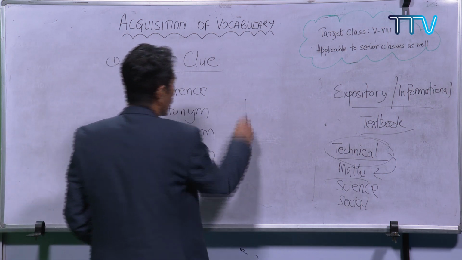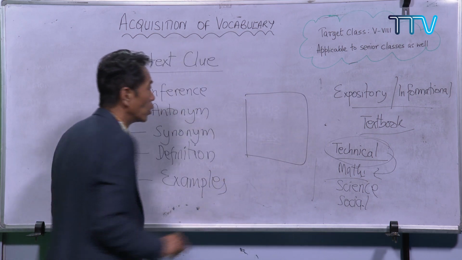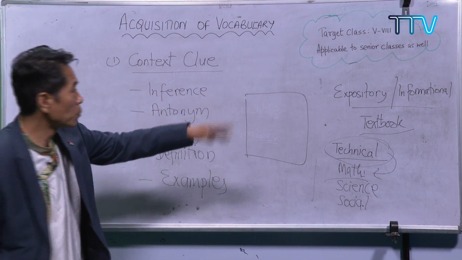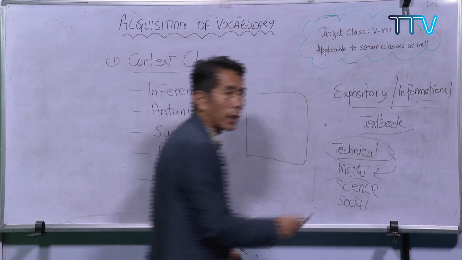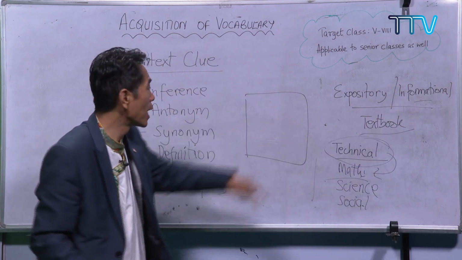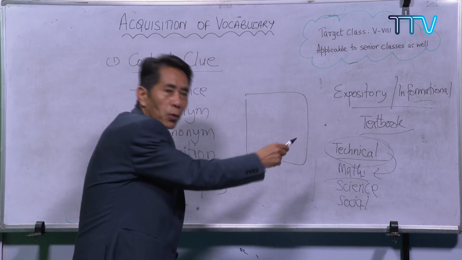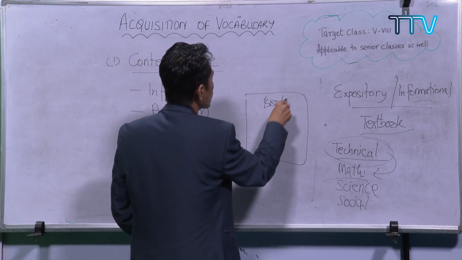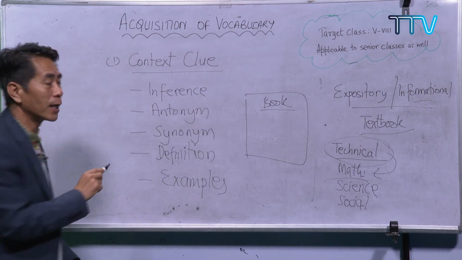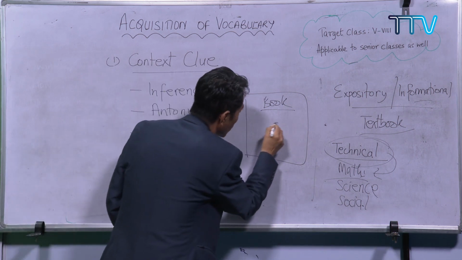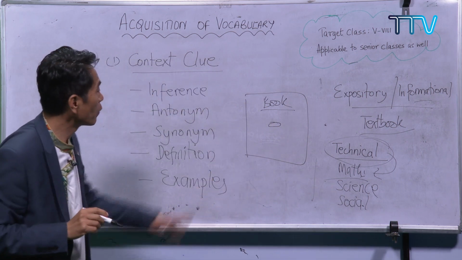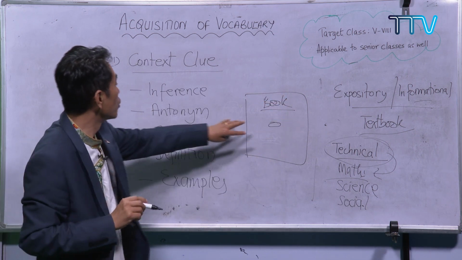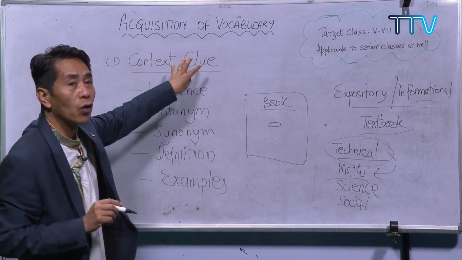So today what you are going to do is go through one expository or informational text. When I say informational or expository, I'm just talking about the textbook, or if you are reading one storybook, you just try to identify some new words. If you come across some new words, before you refer to the dictionary, you just try to make use of the context clue.